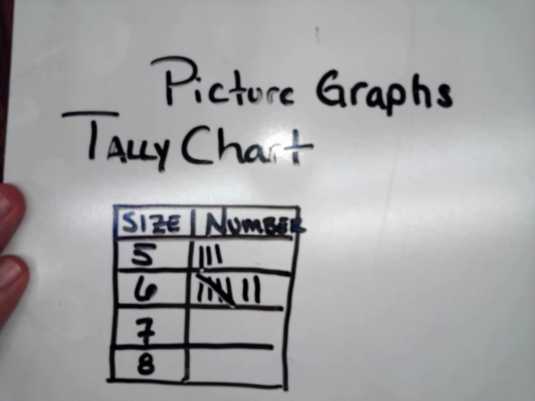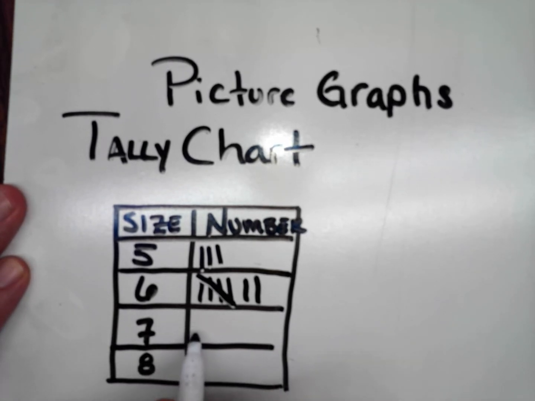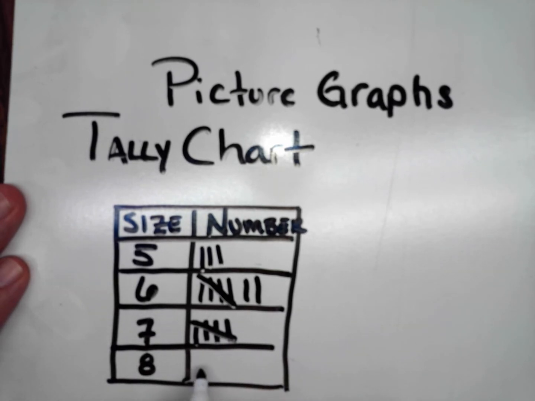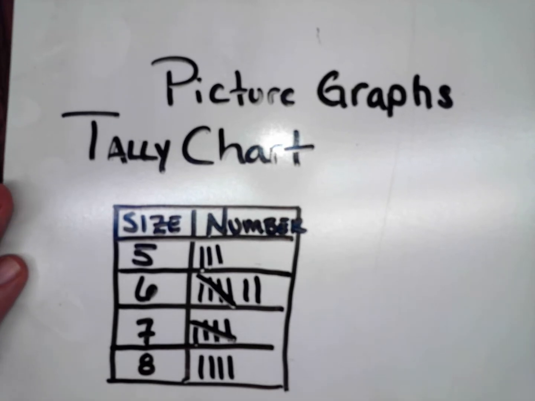We would do that. Next, we would count the number of size 7s. And maybe there's 5 people with size 7. 5, 10. And then for size 8, we might only have 4.